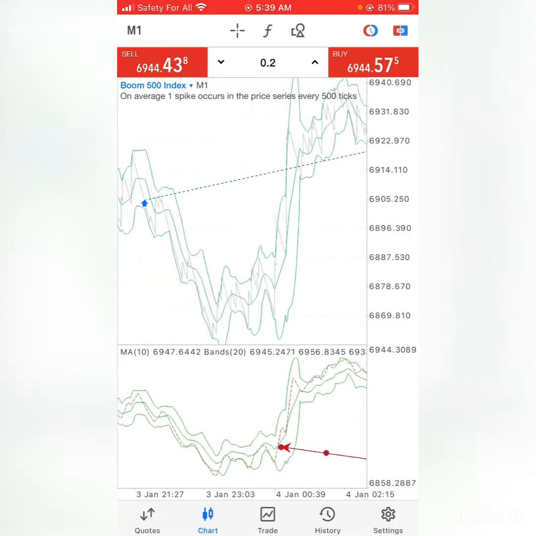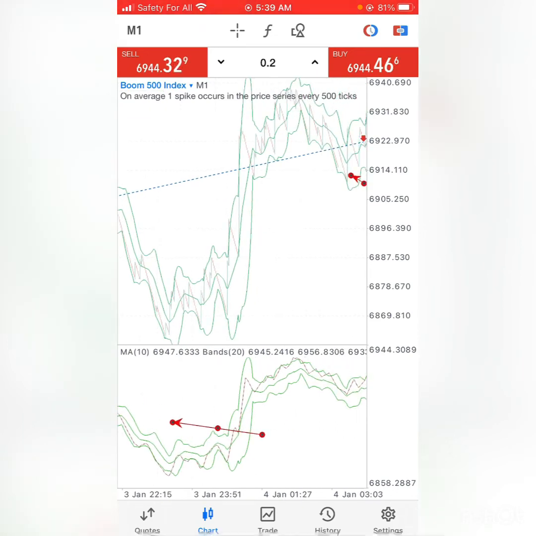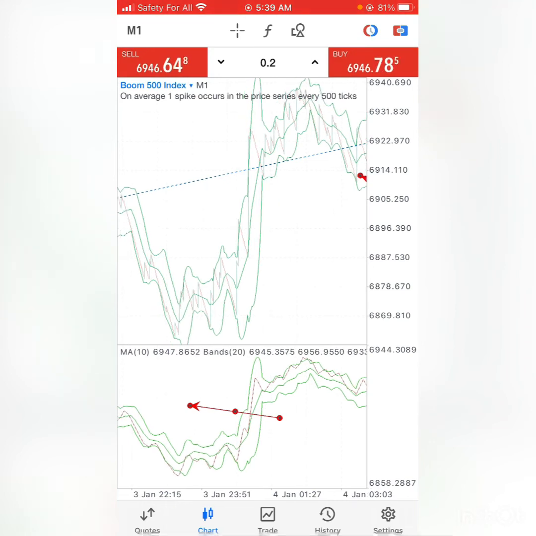You can check previous markets. Now, don't forget to trade on Boom 500 or Boom 1000. Whichever one I'm teaching you on, Boom 500, the same applies to Boom 1000.